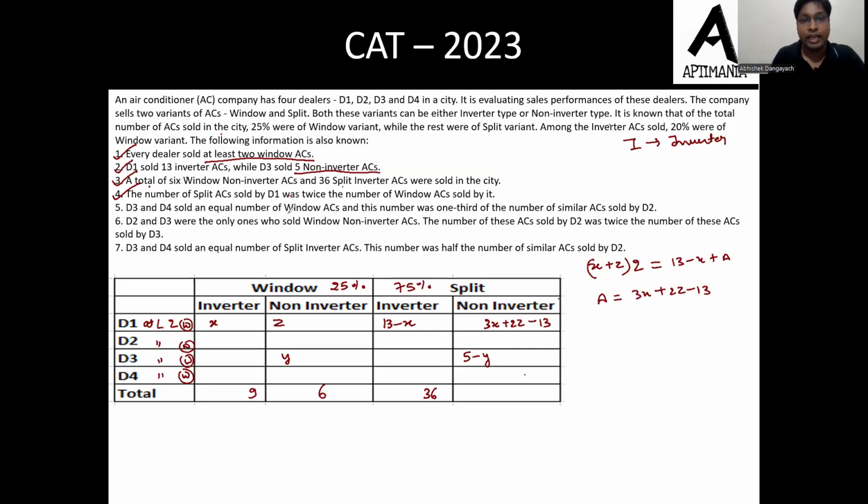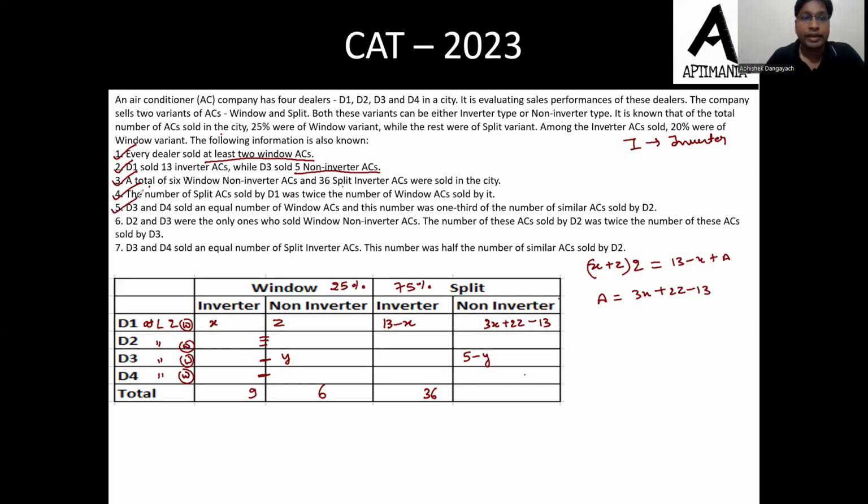D3 and D4 sold an equal number of window AC, and this number was 1/3 of the number of window ACs sold by D2. So we are talking about window ACs only. So D3 and D4, this number is equal to this number, and these two are equal to 1/3 of this. So मैं यहाँ पे 3 lines बना देता हूँ just to understand that D2 का जो total sale था window AC का वो thrice था as compared to D3 and D4. They were having equal sale, right? So we have used this as well.